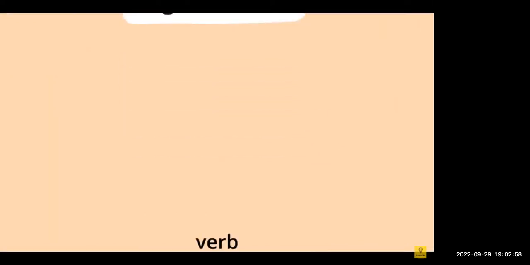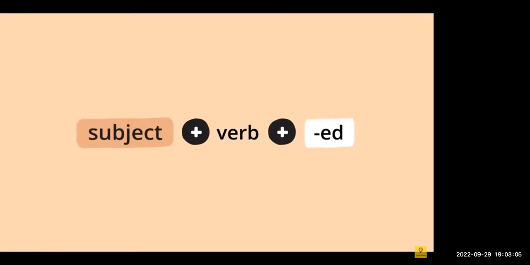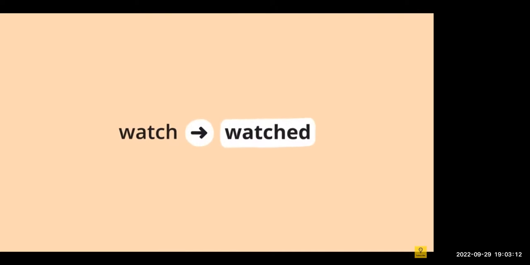With regular verbs, we use the verb plus ed to form the simple past. The verb form is the same for all subjects. For example, the simple past of the verb watch is watched.